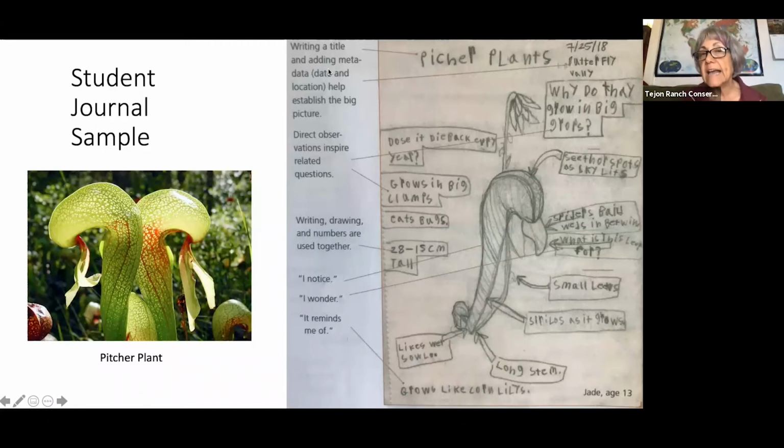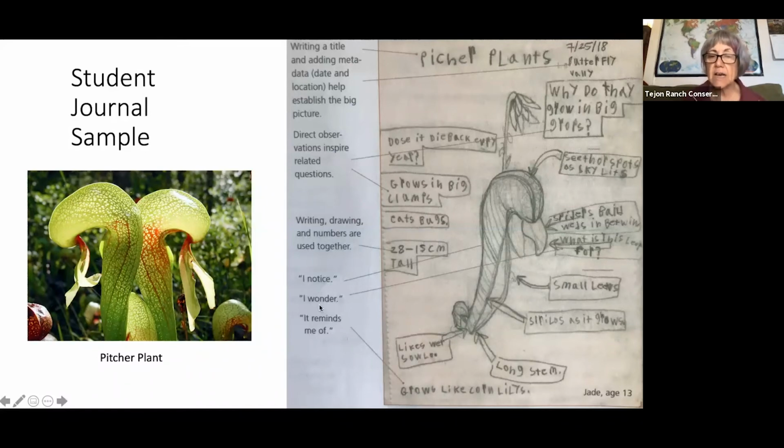Writing a title and adding metadata, the date and the location help to establish the big picture where you found this. Direct observation inspires related questions. So here's some questions because of all the observations. Hey, what's going on here? What is it I'm looking at? Why does it look this way? There's lots of writing and drawing and numbers used together throughout the entire journal entry.